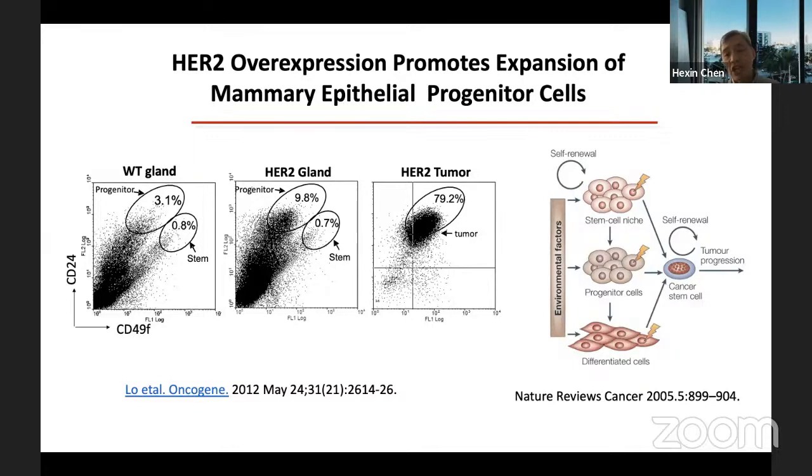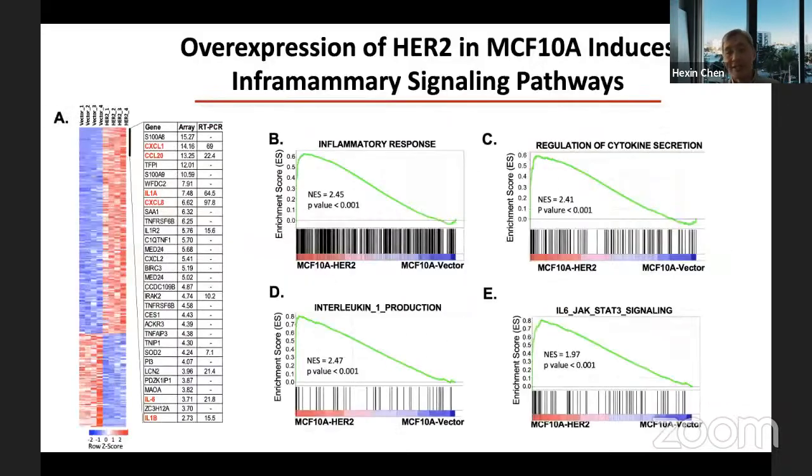To address this question, how does HER2 affect the properties of these cells? We use an in vitro model to better understand the potential mechanism. In this case, we use human normal epithelial cells. We introduce HER2 into these human epithelial cells, the 10A cells, to see whether HER2 can drive differentiation and affect some properties of these stem cells.